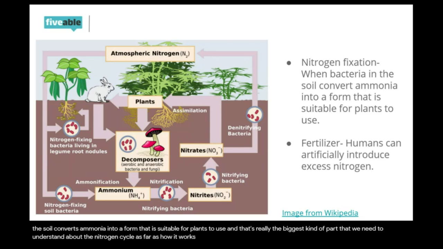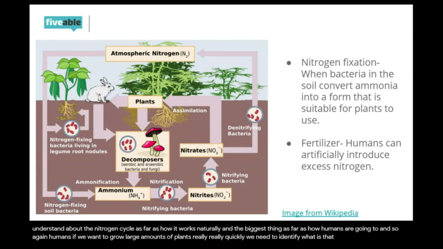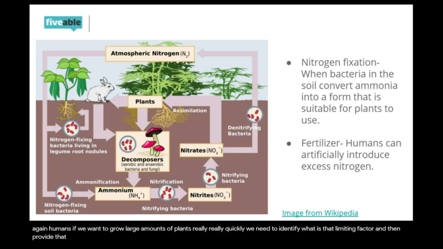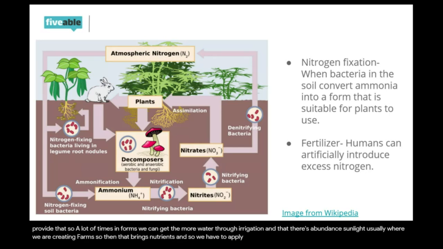how it works naturally. And the biggest thing as far as how humans are going to impact it is the use of fertilizers. And so again, if humans want to grow large amounts of plants really, really quickly, we need to identify what the limiting factor is and then provide that. So a lot of times on farms, we can give them more water through irrigation, and there's abundant sunlight usually where we are creating farms. So then that brings nutrients. And so we have to apply fertilizers to plants to allow them to grow.